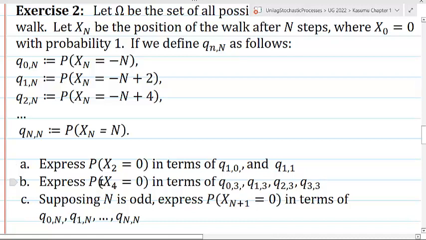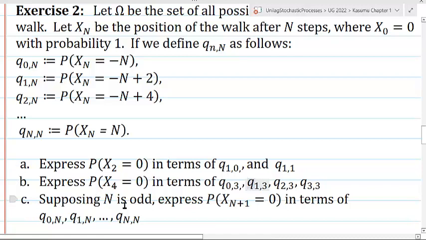Now, second question, express the probability that the random walk is in state 0 after 4 steps in terms of Q03, Q13, Q23, Q33. All right, so remember, the first index runs from 0 to n if the second index is n. So in fact, there are 4 Qs for Q03, Q13, Q23, Q33. All right, so these are 2 particular examples.